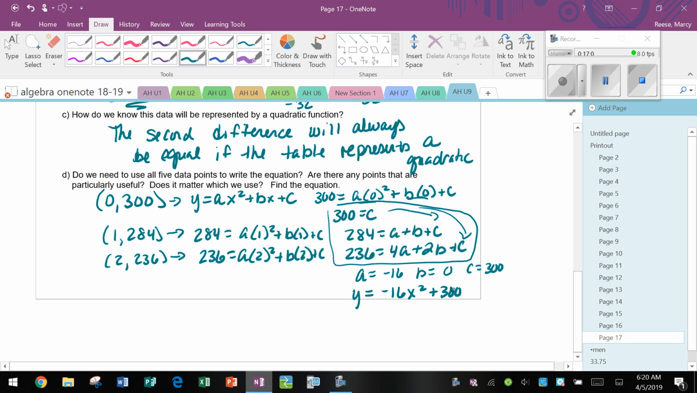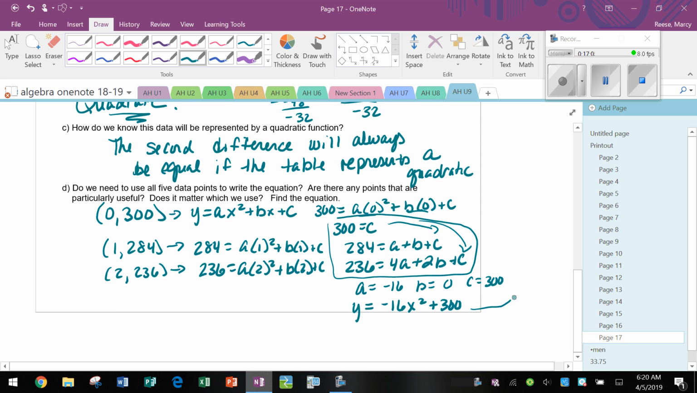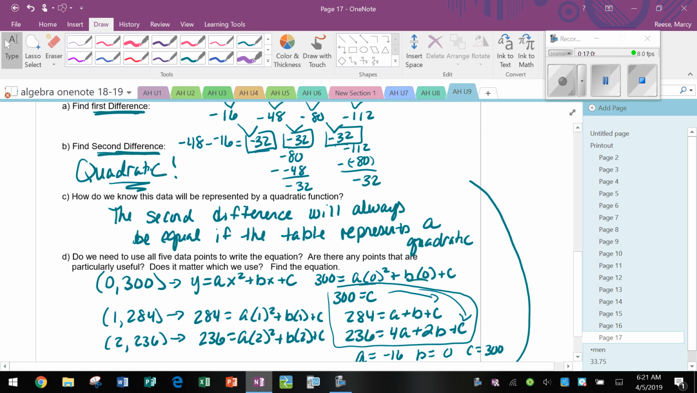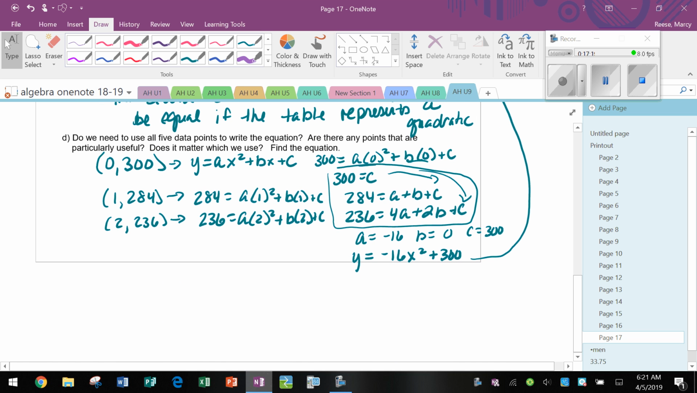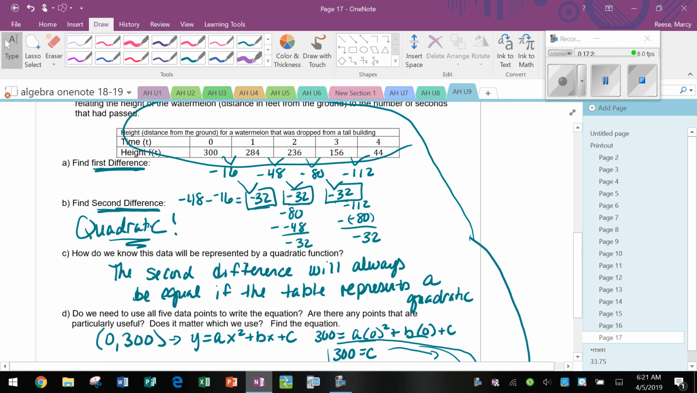And that right there represents this whole thing up here. Okay, that is the quadratic that you got just from those points alone. And you knew that it was a quadratic because you did the common difference.